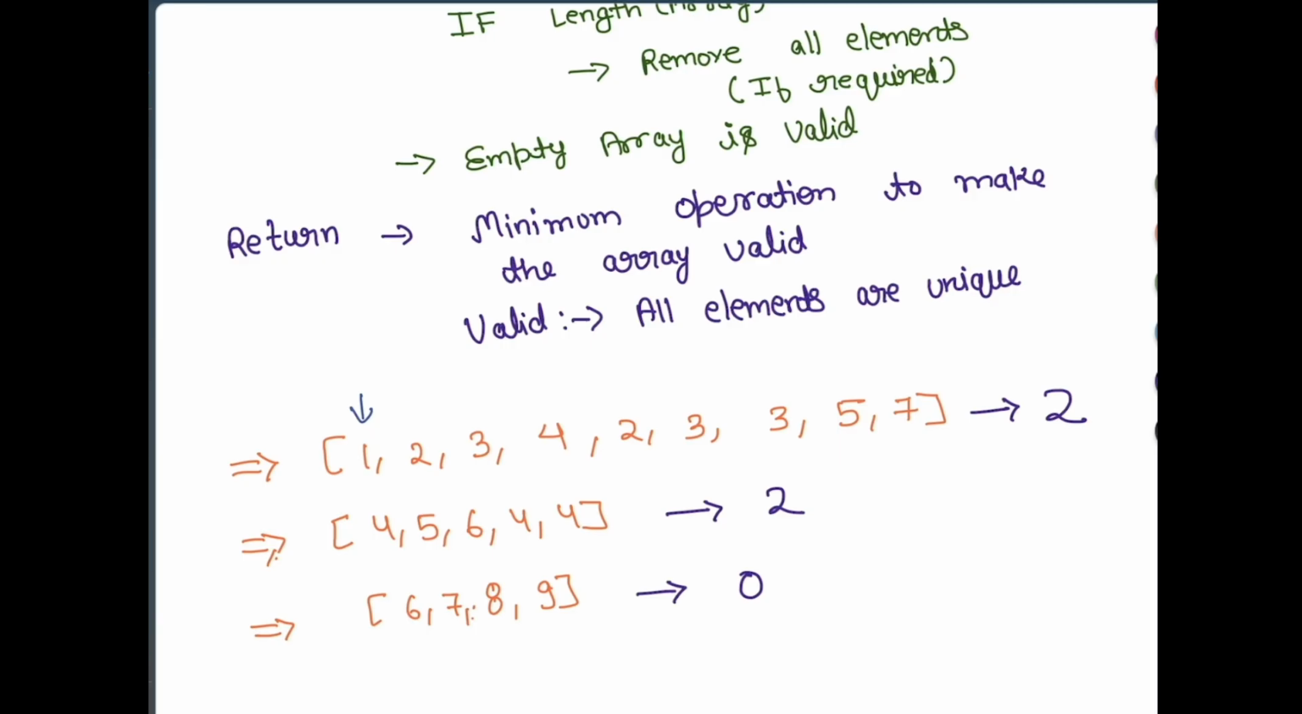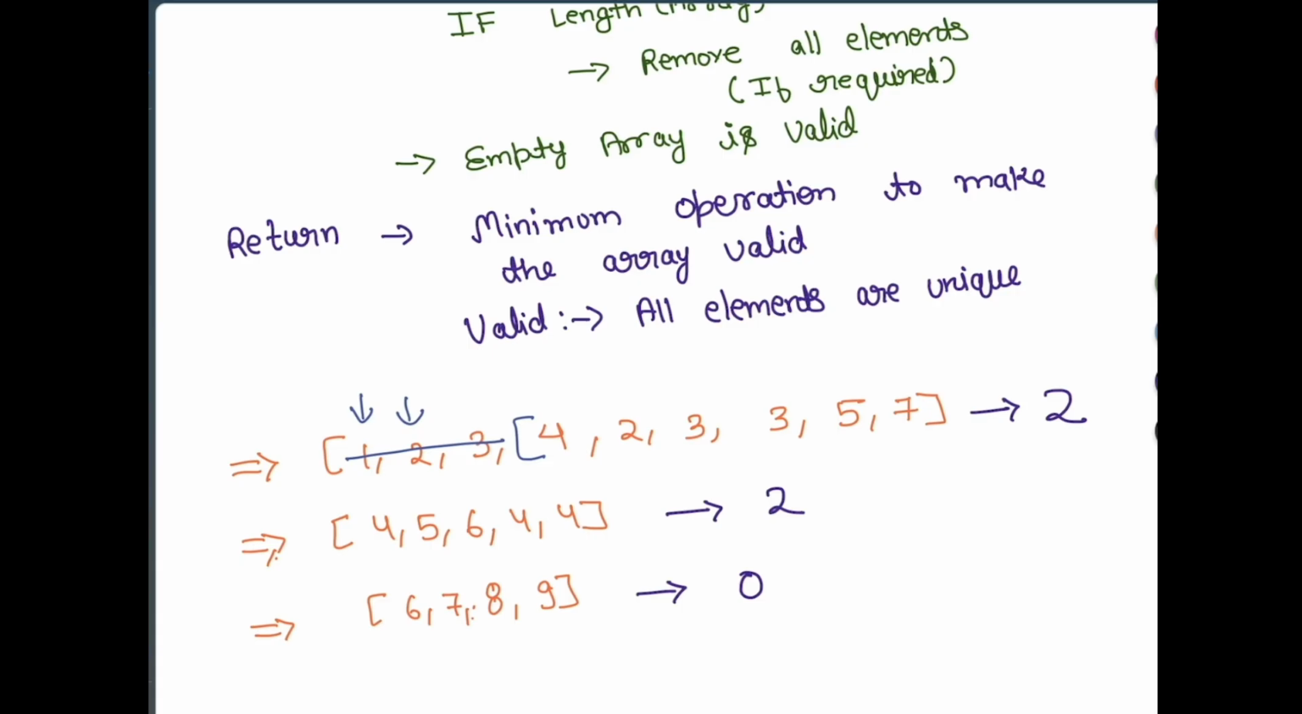But the moment you see this 2, you will say that okay, I have a 2 here, but I already have a 2 here as well. So I have a duplicate, and the moment you see this duplicate, you don't need to see the third element now, because the only operation which you need to perform is remove the first 3 elements. So you will remove these first 3 elements, and now this is your array.